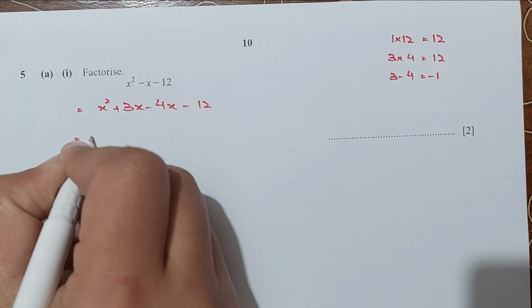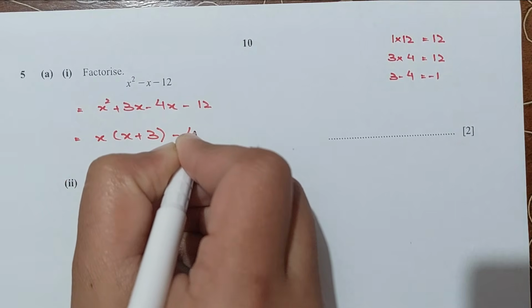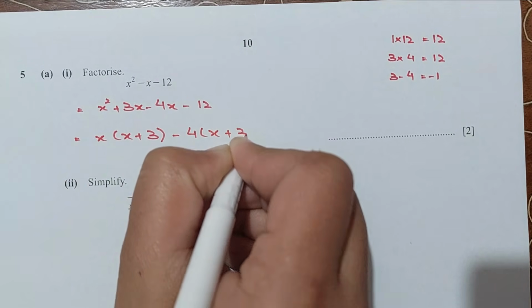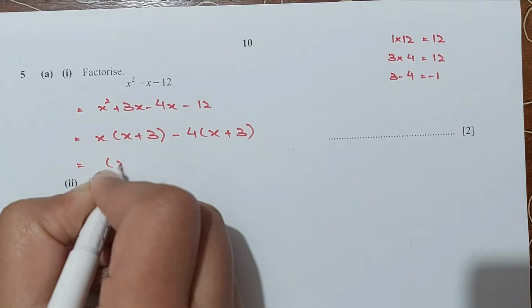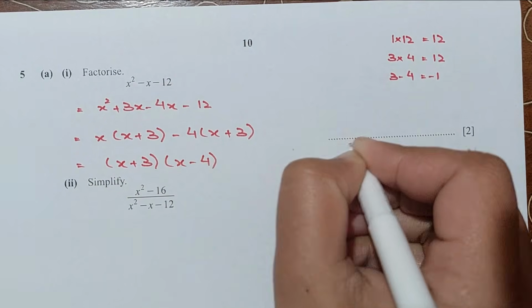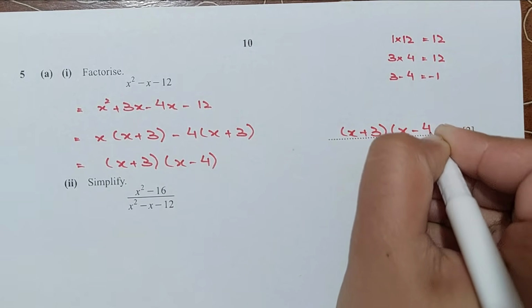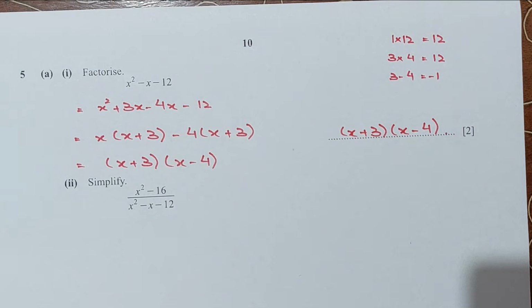All right, now let's take x common. We have x plus 3, -4 common, x plus 3. So the factors are x plus 3 and x minus 4. x plus 3 and x minus 4. This is the factorized form.